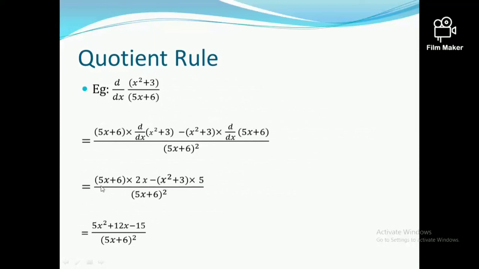Hopefully you can understand. Then if you expand this, 5x into 2x is 10x squared, plus 6 into 2x is 12x, minus 5x squared minus 15. If you simplify, you will obtain the answer as 5x squared plus 12x minus 15 over (5x plus 6) squared. That is how you need to obtain the answer for this question. And this is a simple idea of the quotient rule.